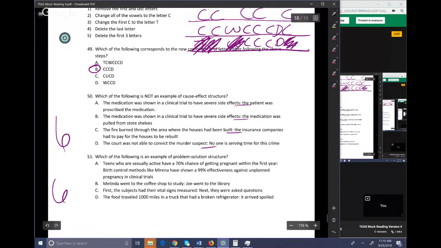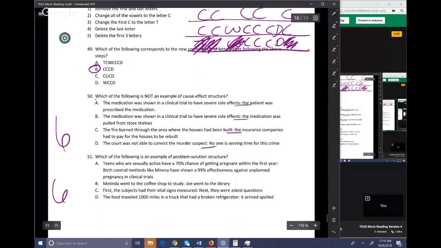If it's cause effect and you simplify it to its most basic form, you have a statement that's a cause and then an immediate statement that's the effect of that cause. Each and every one of these is a cause and its immediate effect, except for one. I did it that way so you can see some examples of cause effect.